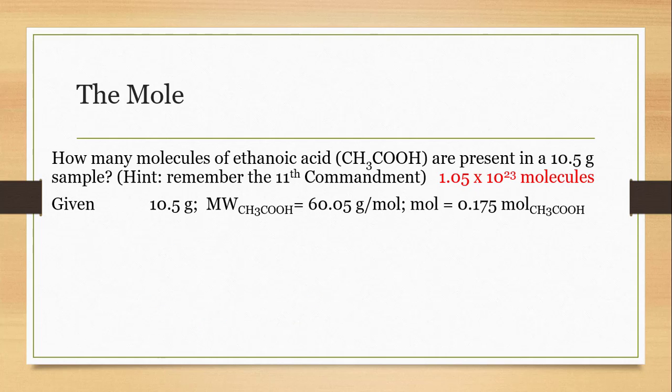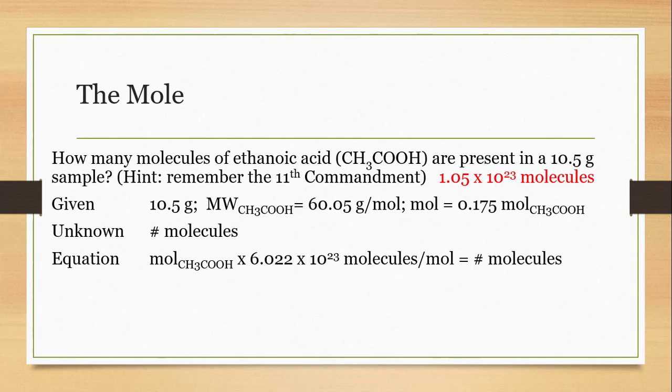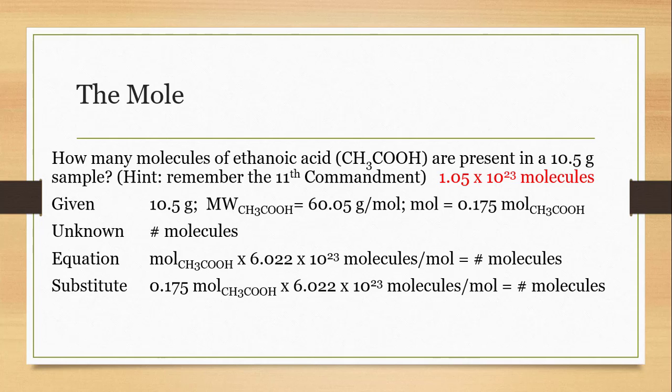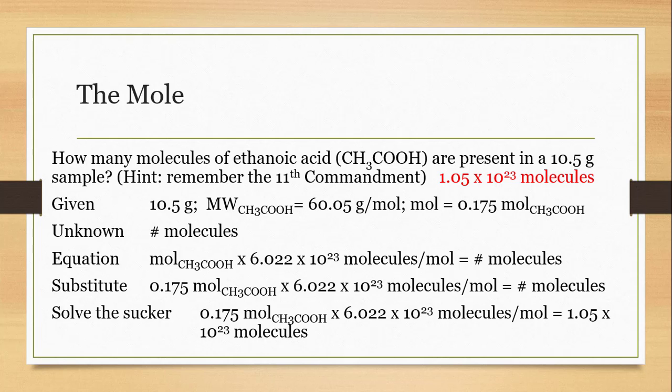So I plug that in into my givens. I'm still looking for the number of molecules. Now I know moles. I have an equation that I can use. Moles times Avogadro's number equals the number of molecules. Plug my 0.175 moles into the appropriate spot. I can solve the sucker, and I get the 1.05 times 10 to the 23rd molecules. If you could do those four problems, you can do any mole problem. So that completes our examples.